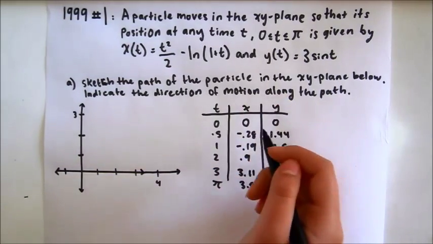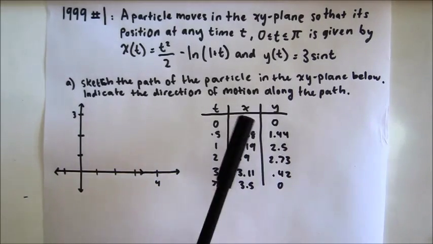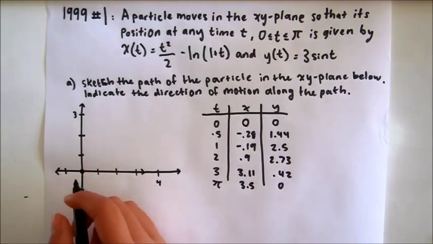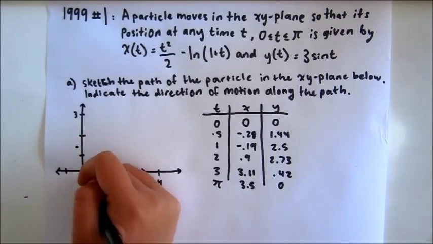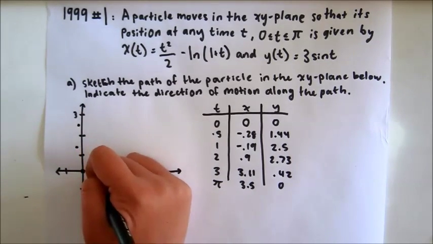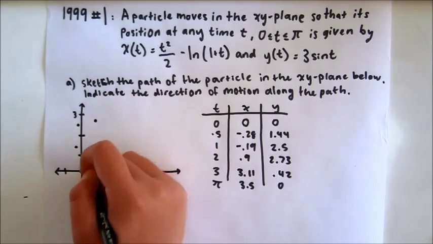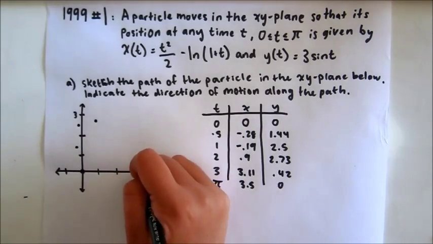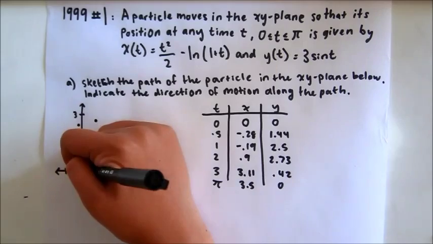Now you know your x and y coordinates for 6 different points on this graph, and you can easily plot them and connect the dots to see how it moves. You should know how to plot simple xy coordinates, so we'll start with 0, 0. Then we have negative 0.28 and 1.44, so it'll be approximately there. Then we have negative 0.19 and 2.5. Then we have 0.9 as the x coordinate, and 2.73. Then we have 3.11 and 0.42, and then 3.5 at 0. As you can see, it's forming a curve like this, so we can go ahead and connect those points.